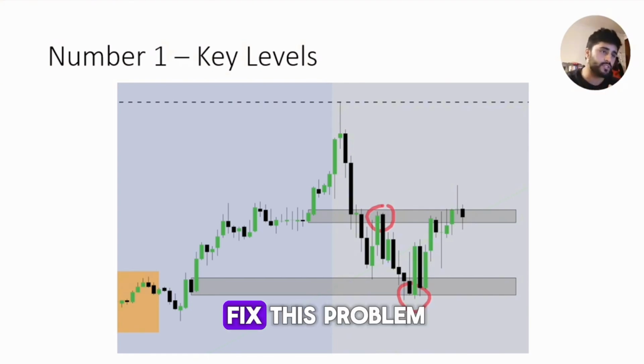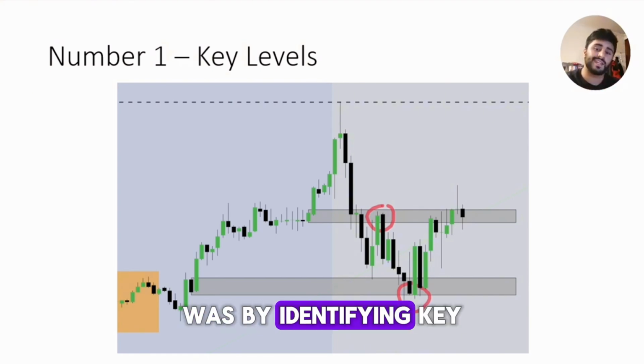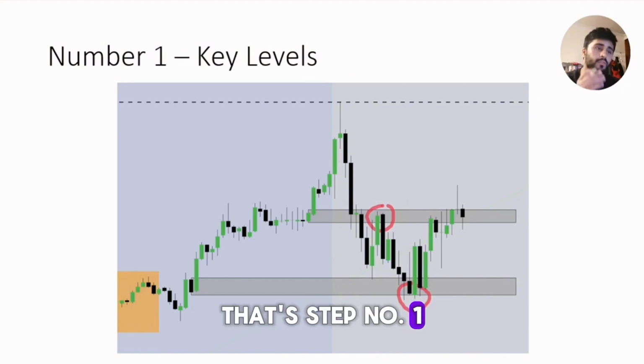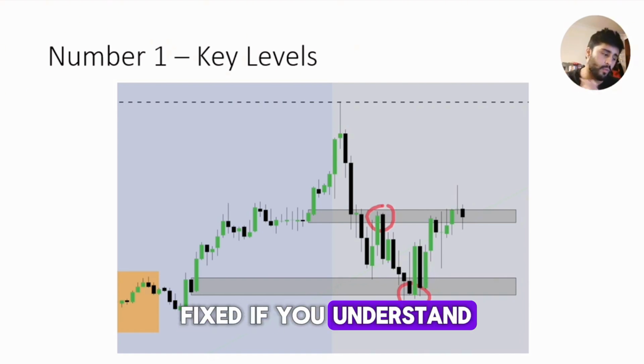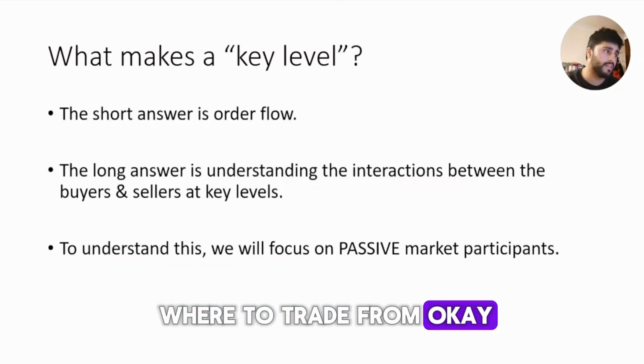So the way I fixed this problem was by identifying key levels to trade from. That's step number one in the where, what, why sequence, right? That's step number one in the XXX model. So psychology can be fixed if you understand where to trade from. Okay, that's the first thing.